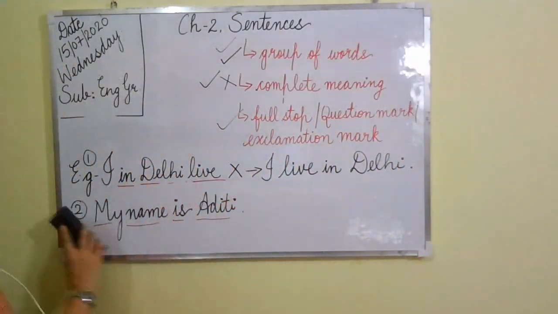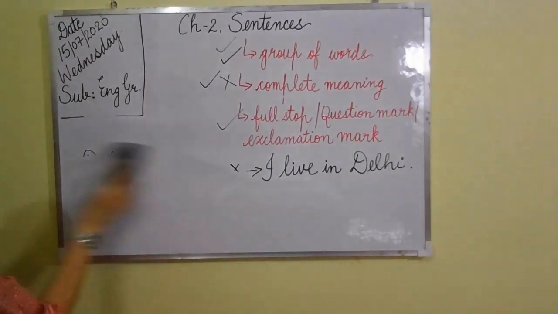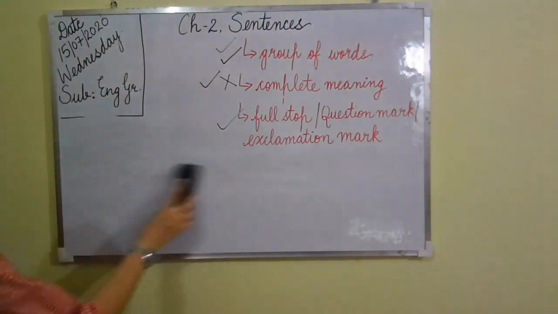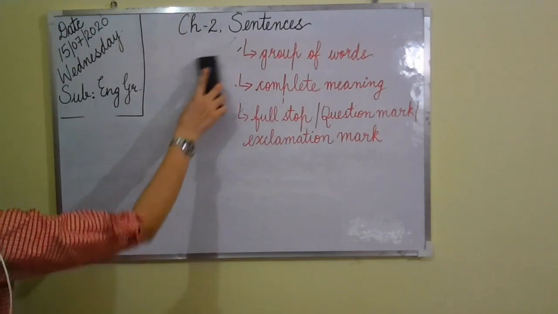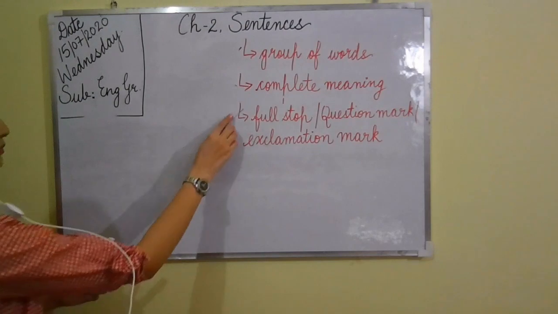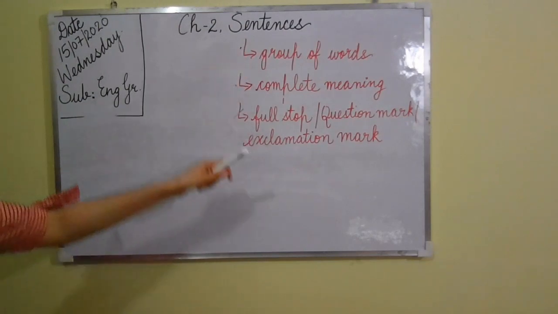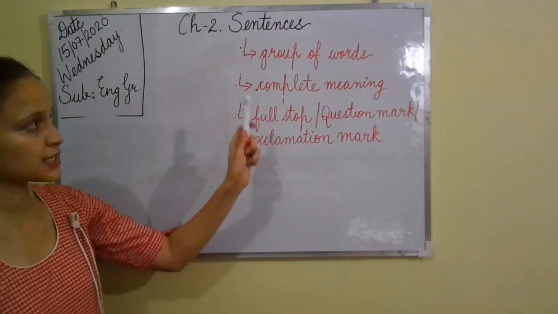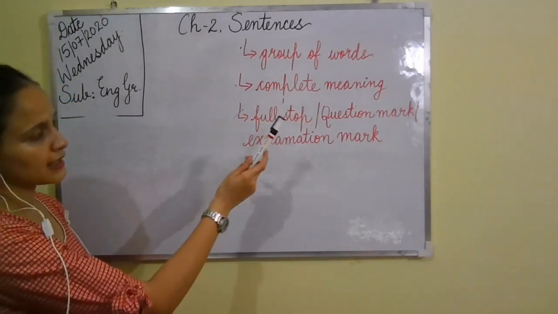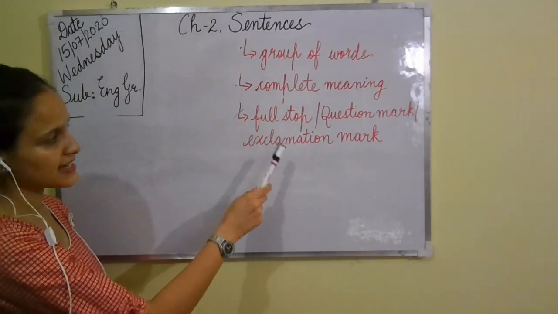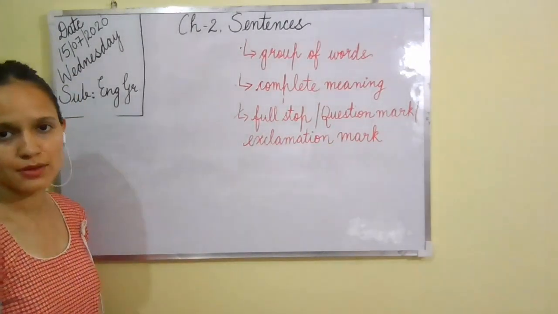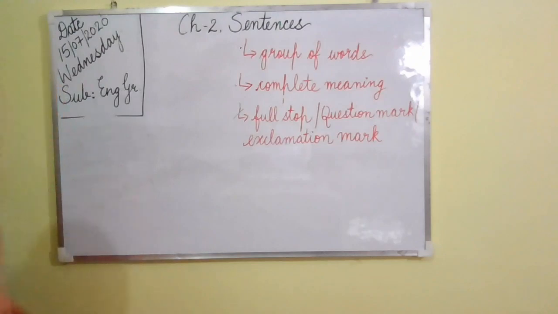Okay, let's take few more examples for better clarity of the concept. So here you can see, a sentence is a group of words. It has a complete meaning and a complete sentence always ends with a full stop or a question mark or exclamation mark. Okay, let's take few more examples.